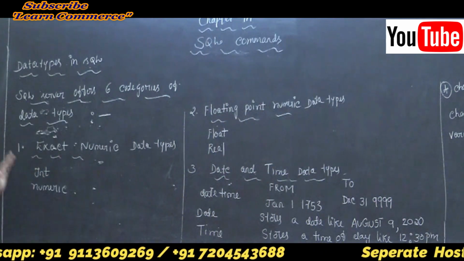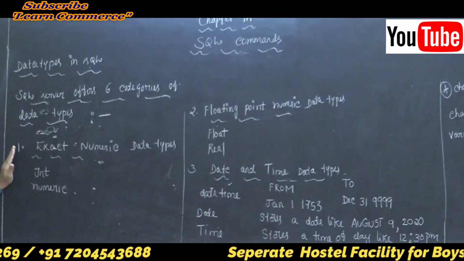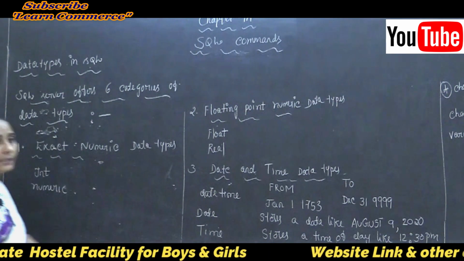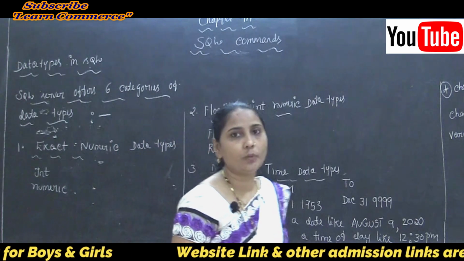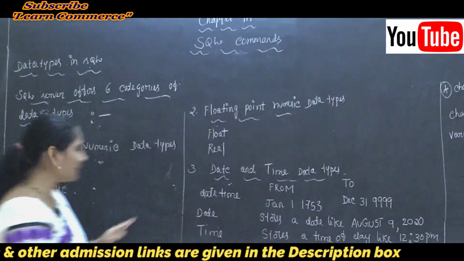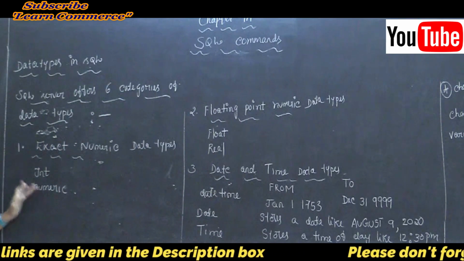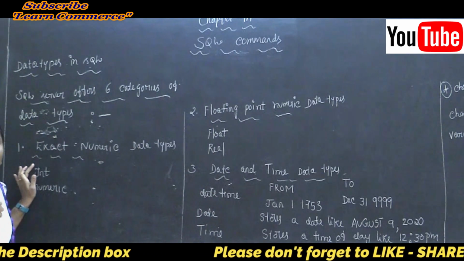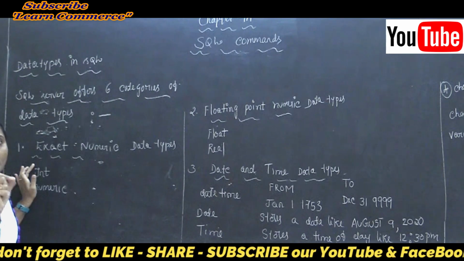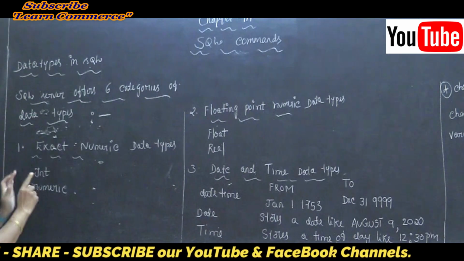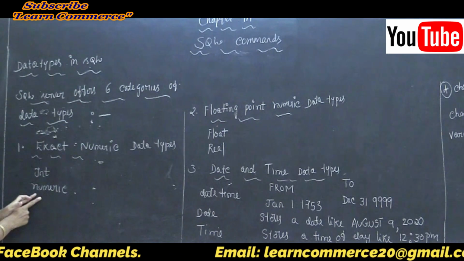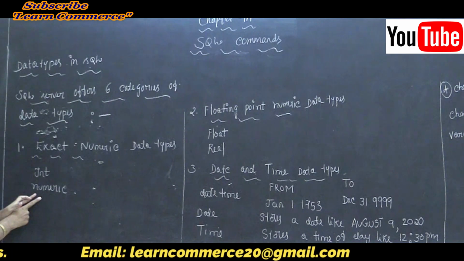Clear this point? Shall we start with the first one, the exact numeric data type. In the exact numeric data type, the data types we mostly use are int and numeric. We know that employee ID and student ID use numbers. So when you are using numbers, you need to use the data type int, or numeric.